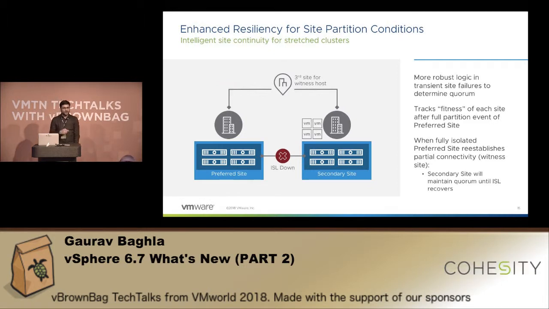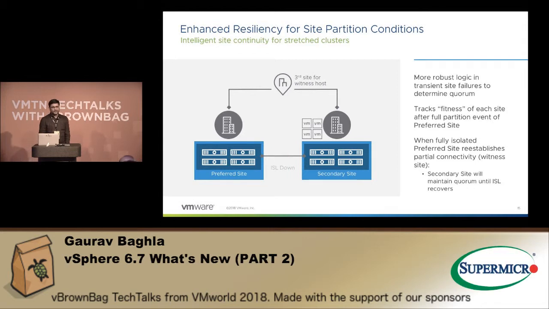has started communicating back to the preferred site, we still need to make sure of the fitness of it, right? You cannot move all the machines or make that the preferred site again. So in a stretch cluster, until and unless the ISL link is back up and running, the VMs would not move to the preferred site.